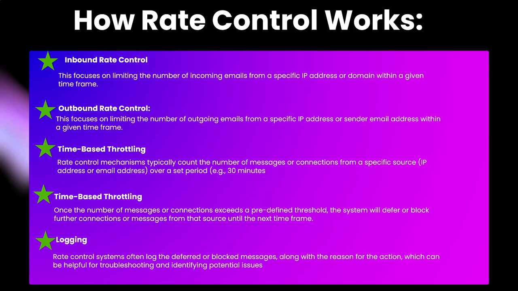The next point is time-based throttling, and here at the core of rate control, both inbound and outbound, the system continuously monitors and counts the number of messages or connections originating from a specific source IP address over a set time period. Common time frames include 30 minutes or an hour, but can be configured to various lengths. In some systems this is a predefined time frame. For example, in Barracuda email security gateway it's 30 minutes. Likewise, it depends on the different types of email security gateways.